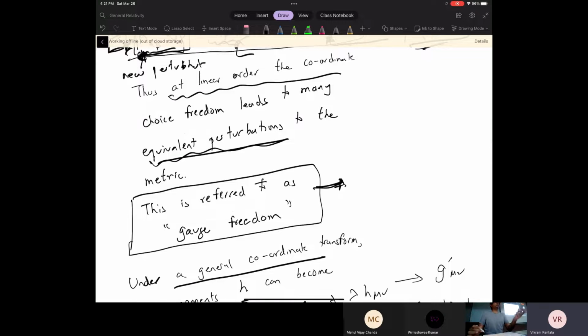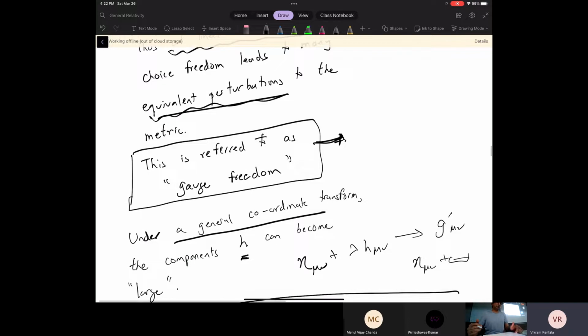You have a freedom to choose your coordinates, or choose small changes of coordinates. Those small changes of coordinates lead to different forms of the metric or the metric perturbation. The eta part will always stay eta. The perturbation will change, but all of those changes in perturbation are really describing the same physical setup. You're not changing the physical setup. You're just changing the coordinates used to describe that setup.